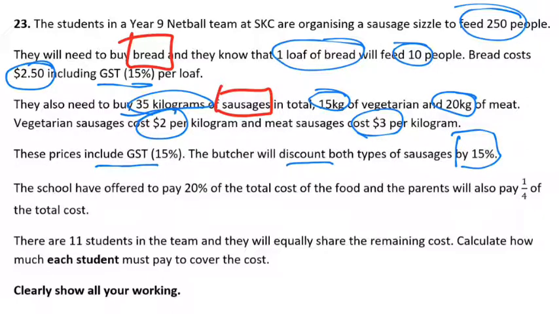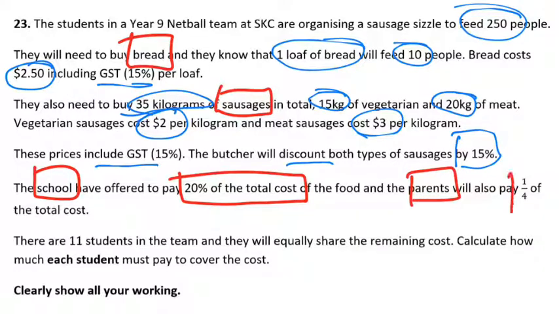Then we've got some information here about the school has offered to pay 20% of the total cost, and parents are going to pay 1/4 of the total cost. So we have 11 students in the team, and they're going to equally share the remaining cost. So we've got to work out each of these one piece at a time. So let's start with looking at the bread.